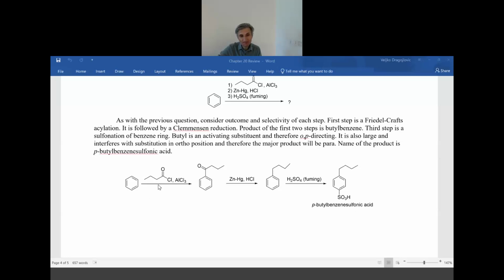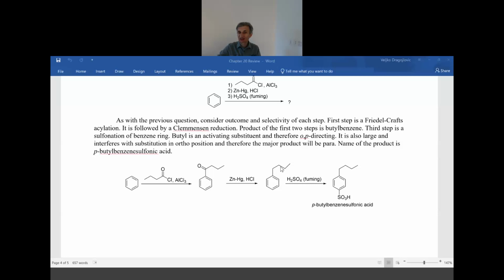First step is Friedel-Crafts acylation. And so that places this acyl group on benzene ring. And so that's the acyl group. Next is Clemmensen reduction, zinc in mercury, so zinc amalgam with hydrochloric acid. That's Clemmensen reduction. It reduces carbonyl group to methylene group, to CH2. So this is a way to place, in this case, butyl group on benzene. And so product is butyl benzene.